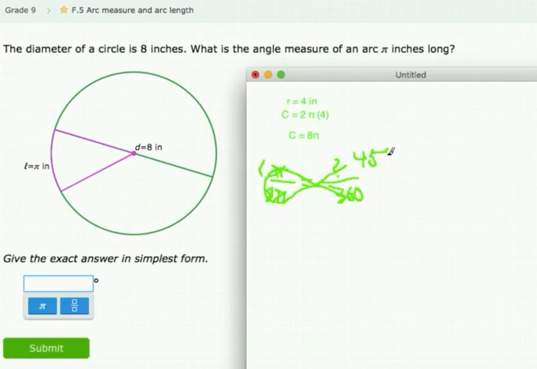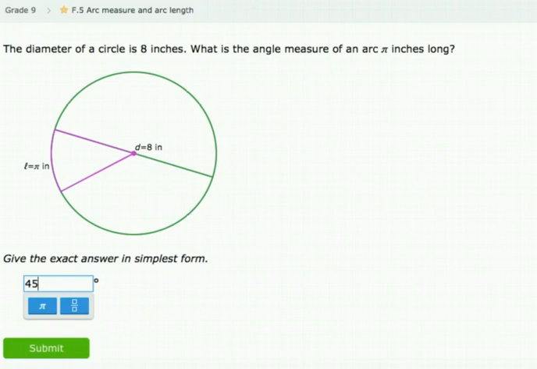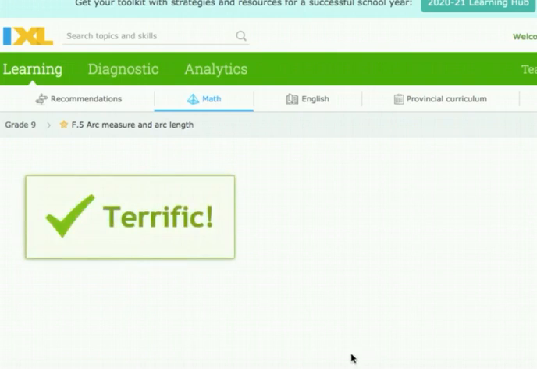That's perfectly good. If you want to keep the pi's in there, it'll work as well. 360 times pi is 360 pi. 360 pi divided by 8 pi, the pi's will knock each other out, and you have 360 divided by 8 to get 45. Okay, let's do another example like this to see, again, how you do it.